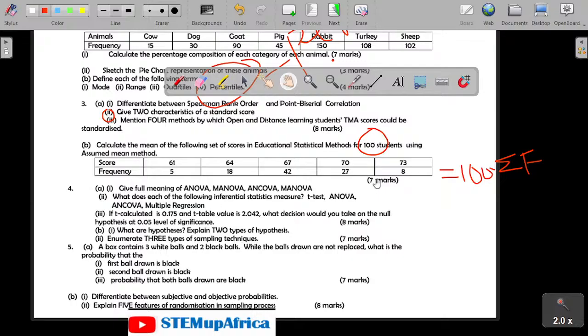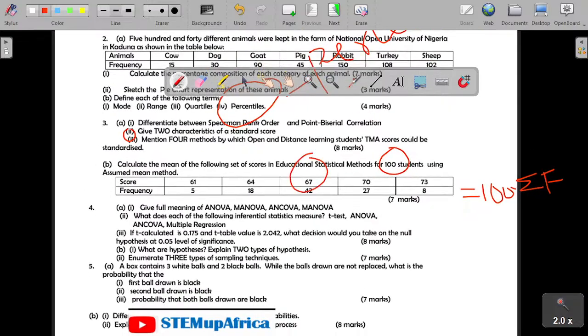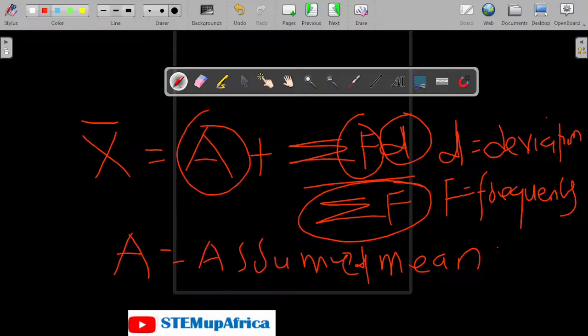No, that method is okay. 61 plus 64 plus 67 plus 70 plus 73 will give us 335, divided by 5. That will give me 67. So you are very correct. The assumed mean is 67. So this is our A, the assumed mean now. You get it? In place of the assumed mean, we've gotten the value. Our A now is 67.